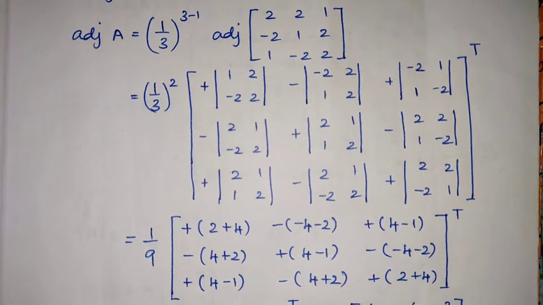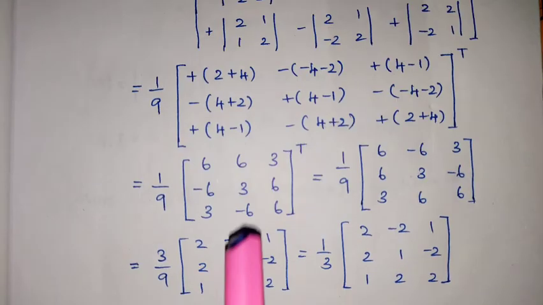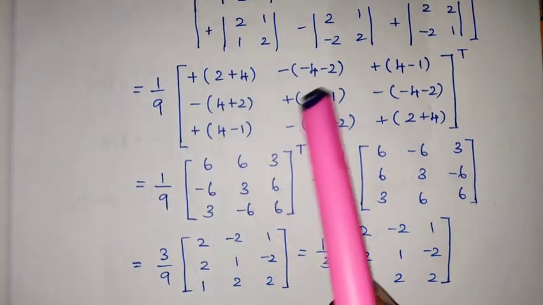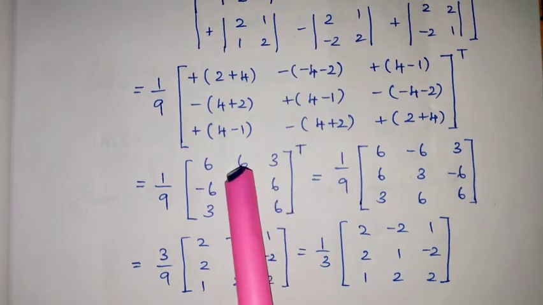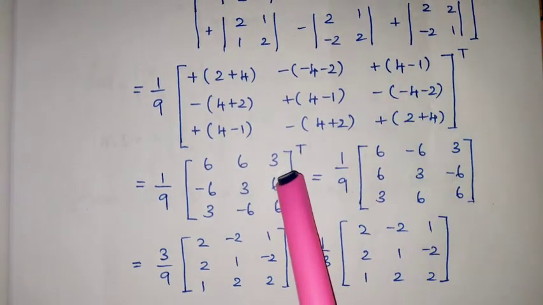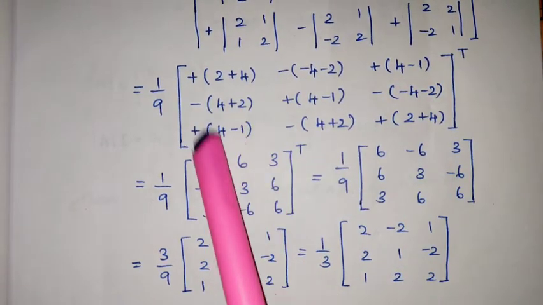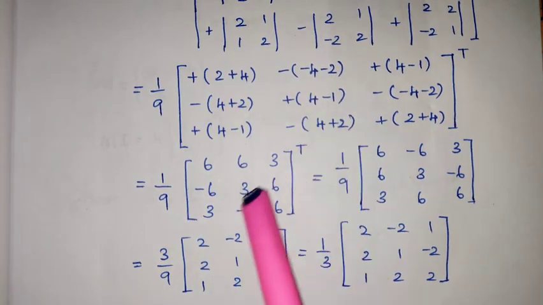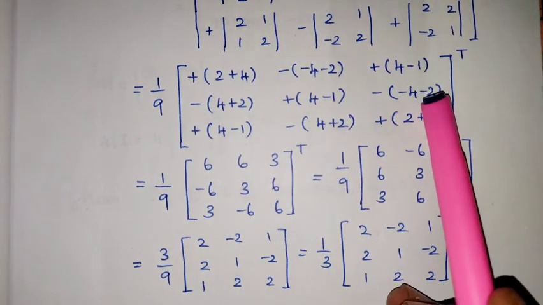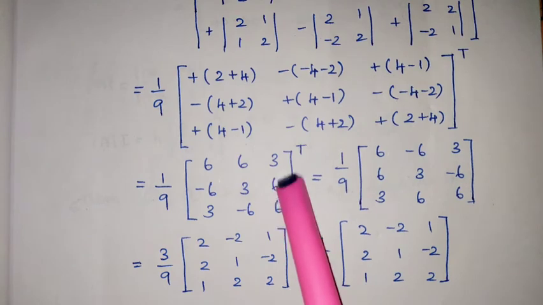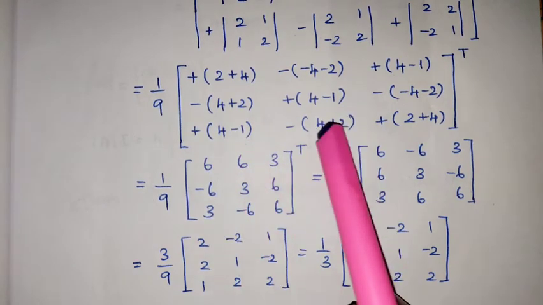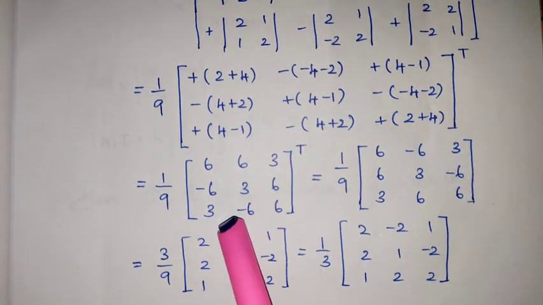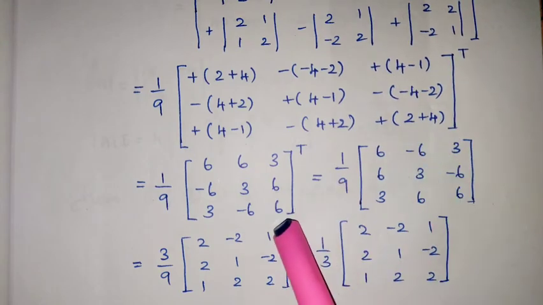Now you have to expand it. So it is plus 6, minus 6 with a minus, so it is again plus 6. 4 minus 1 is 3, 4 plus 2 is 6, with a minus, so it is minus 6. 4 minus 1 is 3, minus 4 minus 2 is minus 6, there is a minus, so it is plus 6. 4 minus 1 is 3, 4 plus 2 is 6, there is a minus, so it is minus 6. 2 plus 4 is 6.